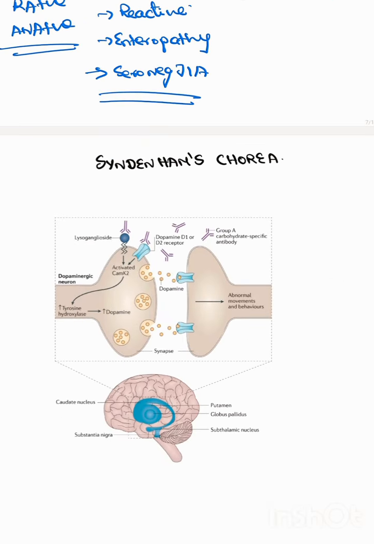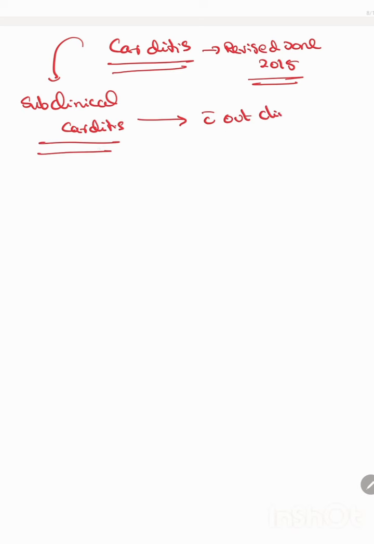So next is the important manifestation. We'll come to the syndromes, chorea, later. Next we'll discuss carditis. The recent revised Jones 2015 criteria has found another entity called subclinical carditis. As the name itself is self-explanatory, there are manifestations of carditis without clinical signs, that is without any murmur. So these are called subclinical carditis.